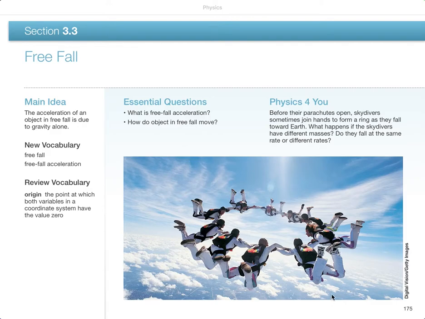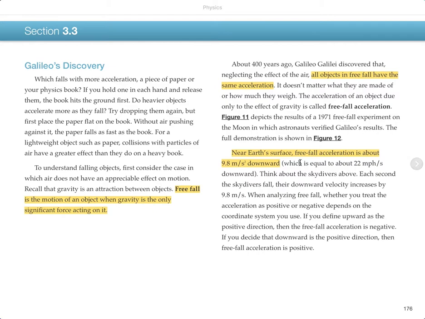For section 3.3, free fall. Free fall is a special case of uniform acceleration or non-uniform motion. It's the case when you're just falling under the force of gravity. We're going to make things simple in this course. We're not going to talk about air drag. We're just going to consider objects that are acted on by gravity alone.